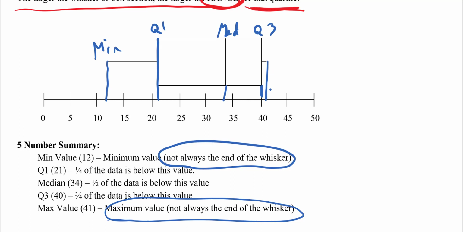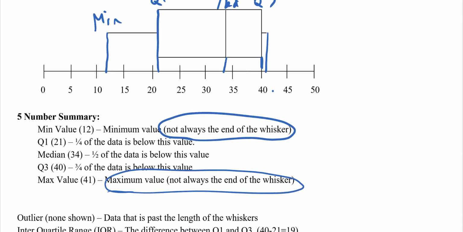Okay, so that's kind of what the box and whisker plot looks like, and then we'll create a modified box and whisker plot in a little bit. An outlier on the bottom here, an outlier, none shown for this one, is data that is past the length of the whisker. So let's say there's a data point here, and that's past the length of the whisker, we call this an outlier.